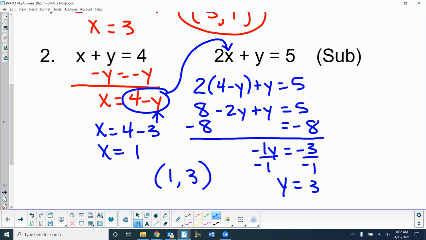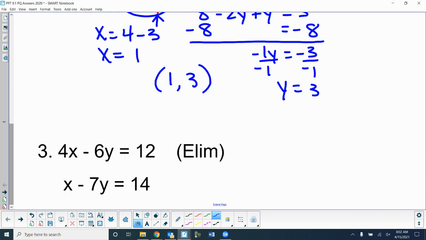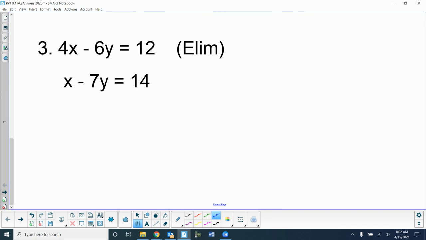Questions on that? Where's the one? I put a 3 in for Y there, because that's what I figured out. And 4 minus 3 gives me the 1 for X. Okay? So far, so good? All right. Here's an elimination one. All right, we talked about that yesterday. Do that one, please.